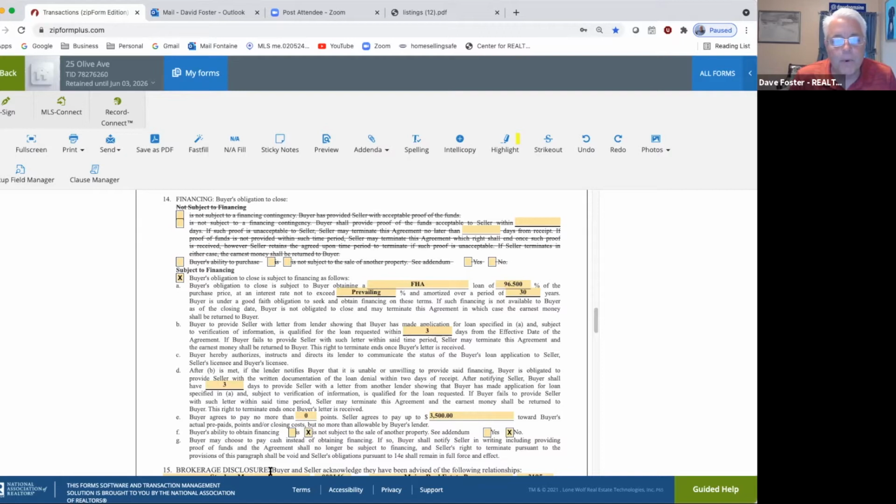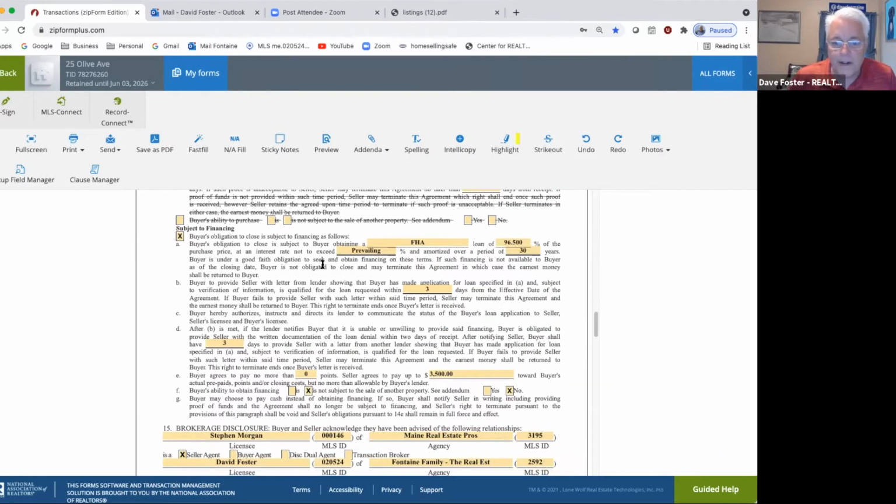Financing, this is really important. So you're either subject to financing or you're not subject to financing. If you're not subject to financing, that means you're paying cash, okay? So if you're gonna pay cash for a home, the seller is gonna wanna see a proof of funds, meaning that there's proof that you actually have the money that you say you are gonna pay for the home in the bank ready to pay for it.